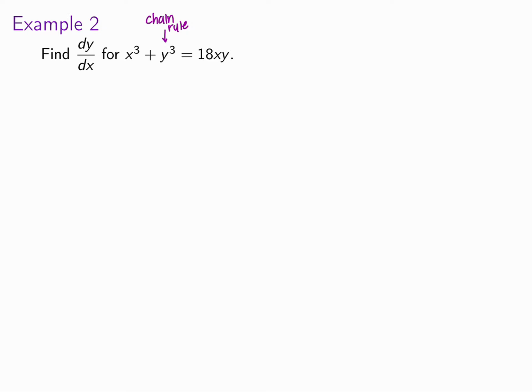And then over here, I see that I'll need a product rule for the 18xy. And I'll think of it maybe as 18x times y when I do my product rule. All right, so now we can get started now that I've thought about what's coming for us.